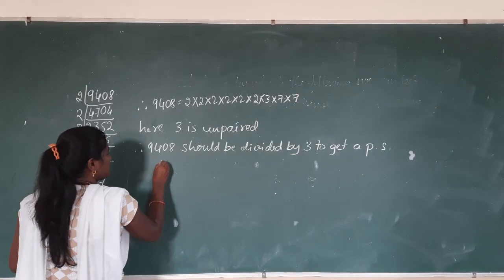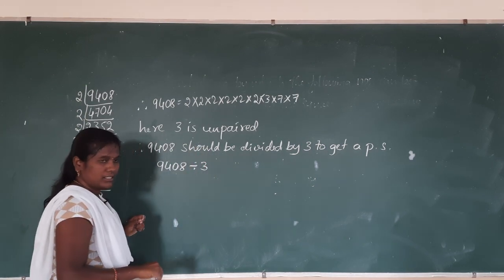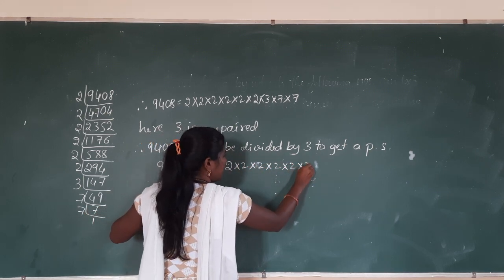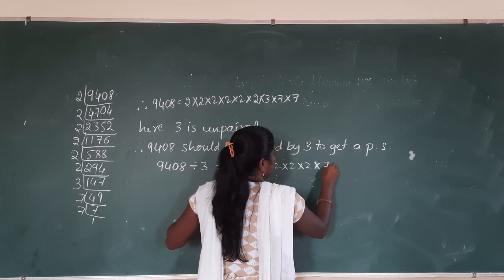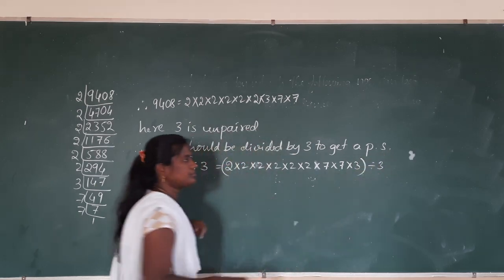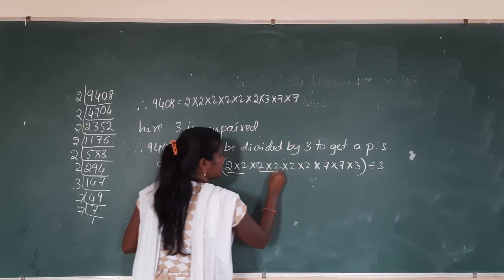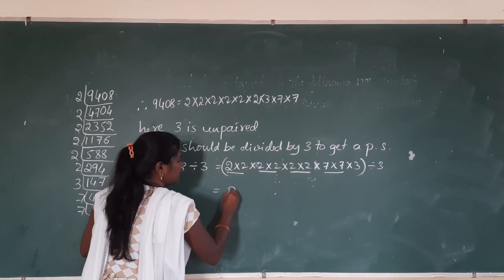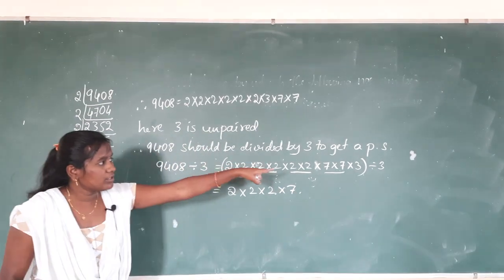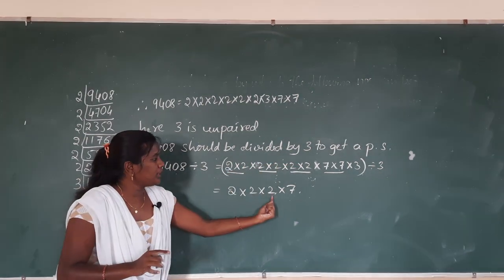Okay. So that is nothing but 9408 divided by 3. Yes, that is equal to 2 into 2, yes, it is 6 times. I will write as it is. Into 7 into 7 into 3, whole divided by 3. Yes, whole divided by 3. 3 and 3 get cancelled. Then what will be left? See here. That is nothing but 2 into 2 into 2 into 7. Why not 3? 3 and 3 are getting cancelled. Are you getting? So 2 into 2 into 2 into 7.